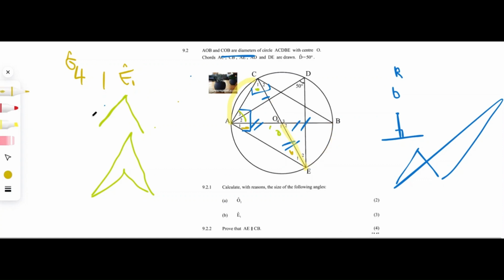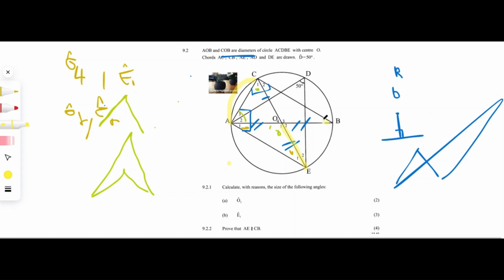So we just want to take note of this. We said it was O2 and C2, O4 and E1, which we've written down. One other angle that we would like to apply this method to would be angle B.